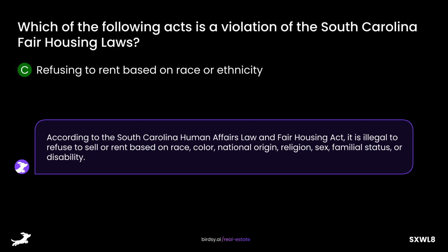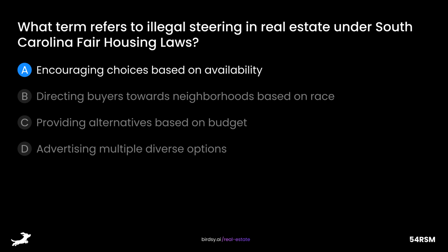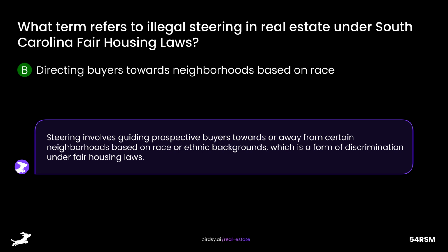According to the South Carolina Human Affairs Law and Fair Housing Act, it is illegal to refuse to sell or rent based on race, color, national origin, religion, sex, familial status, or disability. What term refers to illegal steering in real estate under South Carolina fair housing laws? Is it A, encouraging choices based on availability? B, directing buyers towards neighborhoods based on race? C, providing alternatives based on budget? Or D, advertising multiple diverse options? The answer is B, directing buyers towards neighborhoods based on race. Steering involves guiding prospective buyers towards or away from certain neighborhoods based on race or ethnic backgrounds, which is a form of discrimination under fair housing laws.